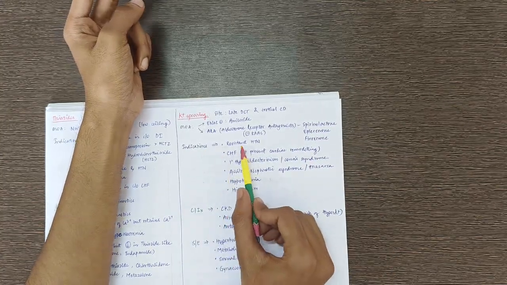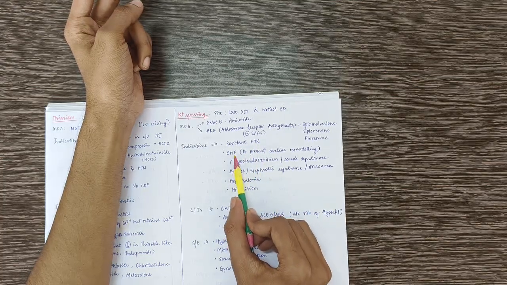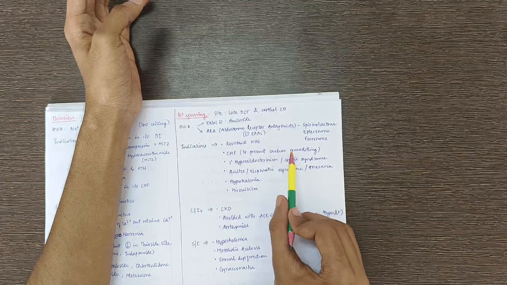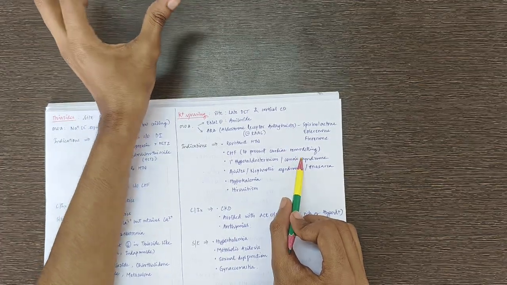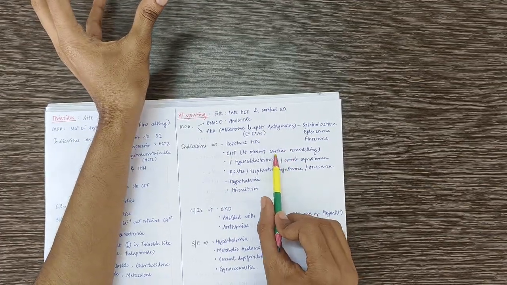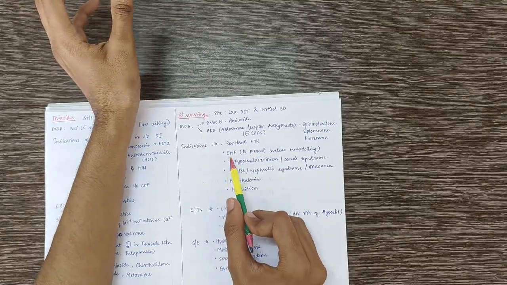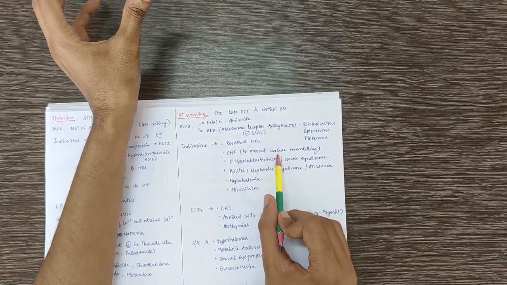Indications. What are the indications? Resistant hypertension, congestive heart failure. Why? To prevent cardiac remodeling. Repeated hypertension can lead to changes in the heart anatomically and physiologically. That particular thing is called cardiac remodeling. There are so many drugs in that; potassium sparing diuretics are also one, like beta blockers are also used to prevent cardiac remodeling.